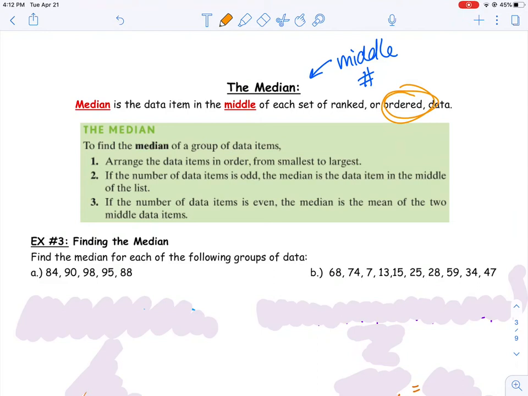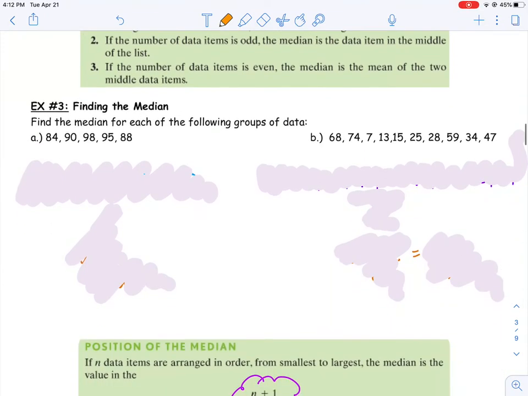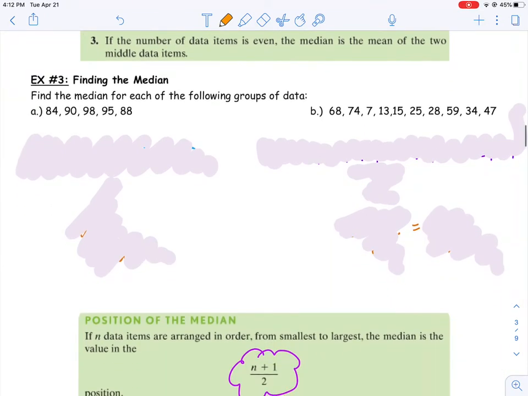If I ask you to find the median, what I need you to do first is make sure that your numbers are written in order from least to greatest. And then we can find what number is in the middle. Okay, let me show you two examples. If you look at example 3 with me, we have a couple of different data sets, A and B, and it asks us to find the median.